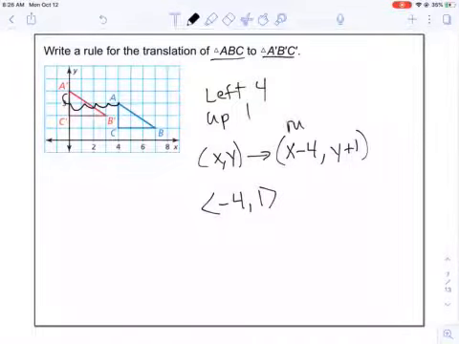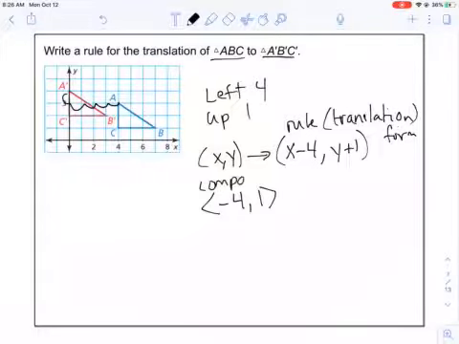So this is rule. Some people call this translation form. And this is component, also known as vector form. So make sure you know which way they want it.